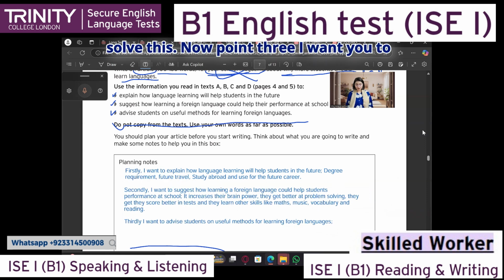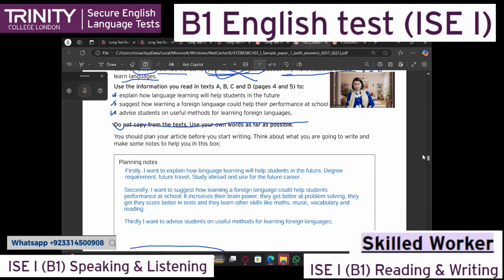Now, point 3, I want you to do by yourself. Do you have a notebook in front of you? Please write the thirdly point, and then I will display the texts in front of you, A, B, C, and D. In particular, the answer is given in C and D. I want you to have a look at the text and tell me the different ways that you can see in C and D. First, write this information on your paper, please.